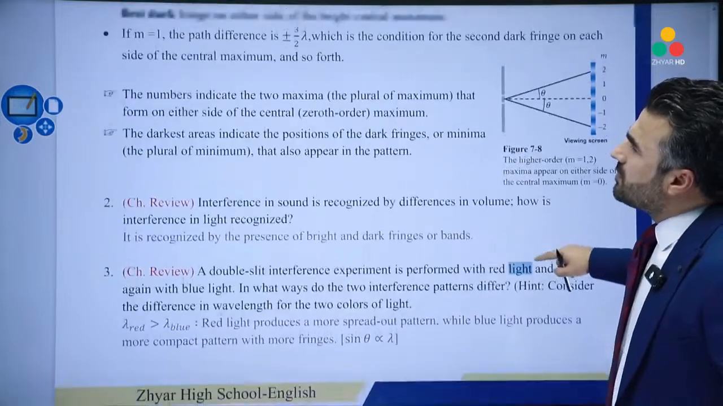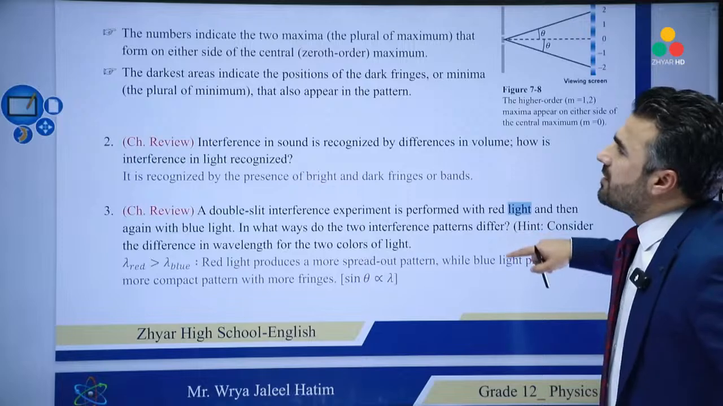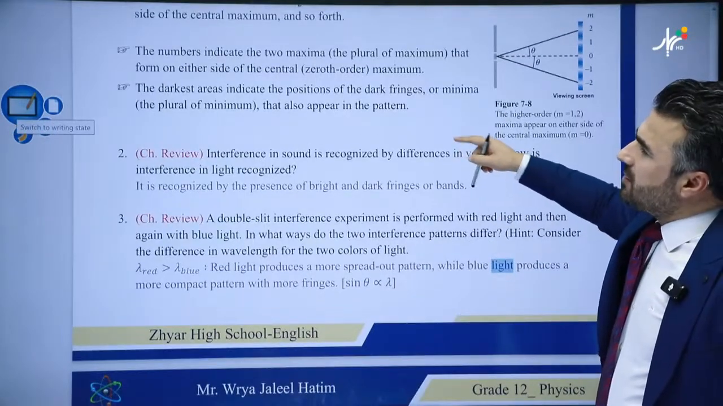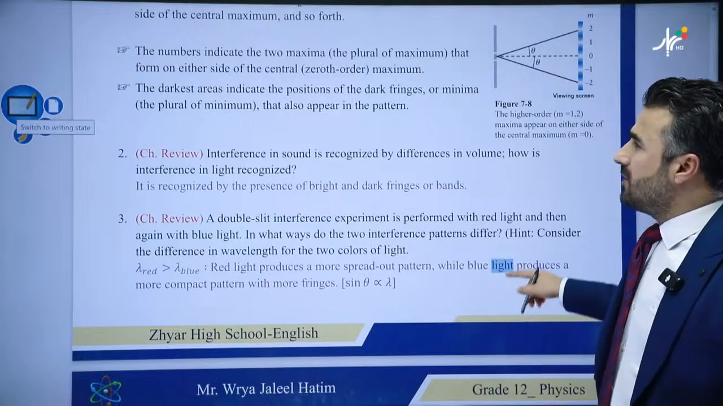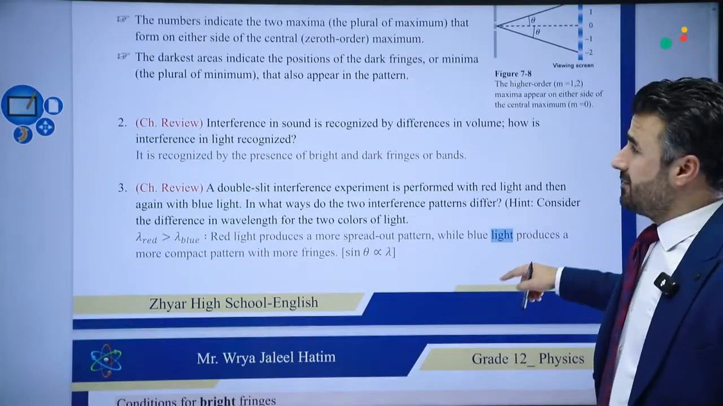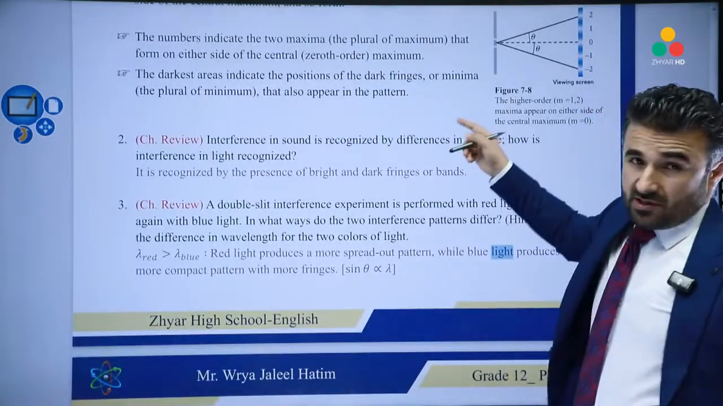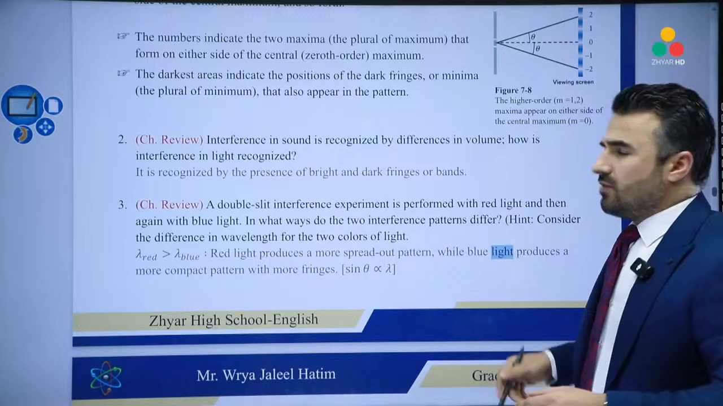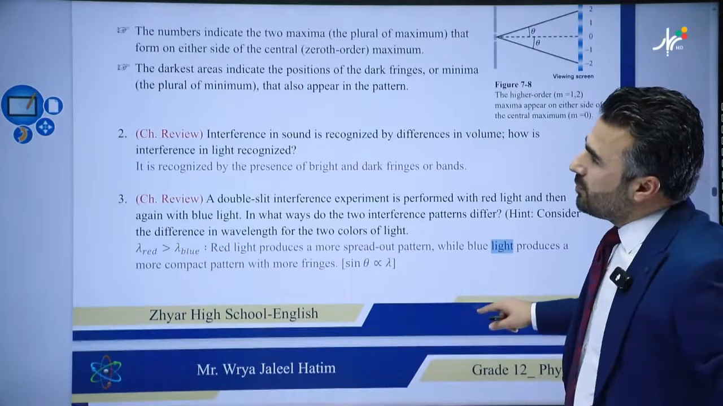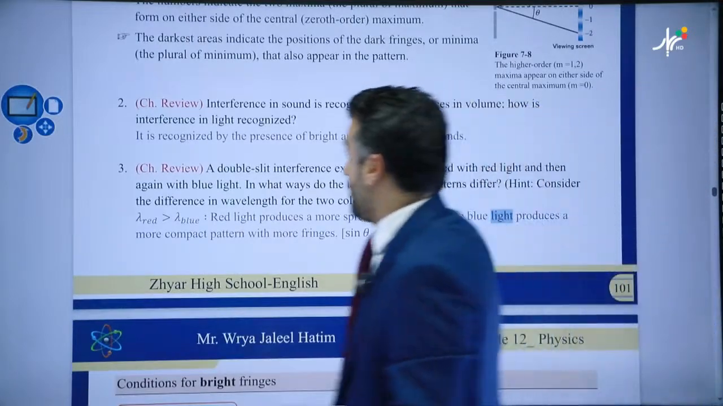I think I've just jumped from 0 to 2 immediately. Okay, the previous example. So the numbers indicate two maxima, the purple maxima you can say, on either side of the central maxima, or 0th order maxima. The darkest areas indicate the position of the dark fringes, or minima. By the way, we have maxima, maximum brightness, and minima, minimum brightness, the plural of minimum, that also appears in the pattern.